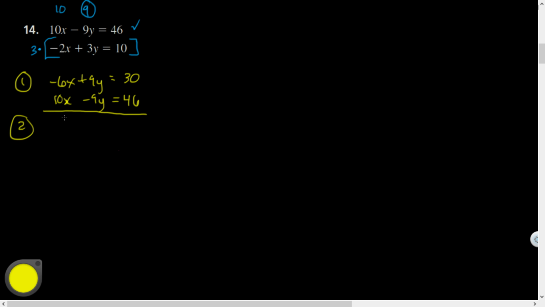All right, so negative 6x plus 10x. Oh no, guys, the x's don't get eliminated. Is that a problem? No, because I wanted to eliminate the y's this time. So we're fine. We're happy that x is still here. So negative 6x plus 10x is positive 4x. The y's add to be 0y, which is 0, which I don't even have to write. And 30 plus 46, yikes, 76. These are big numbers.